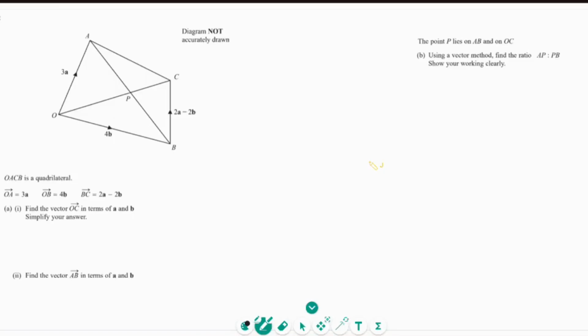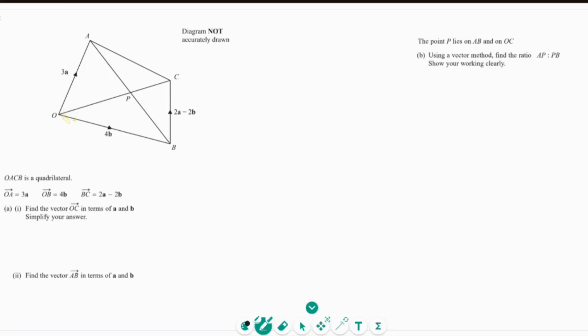Okay, let's have a look at this vectors question, which does have a particularly nasty question at the end, which I know a lot of students struggle with. First two are pretty straightforward. Find OC in terms of A and B.